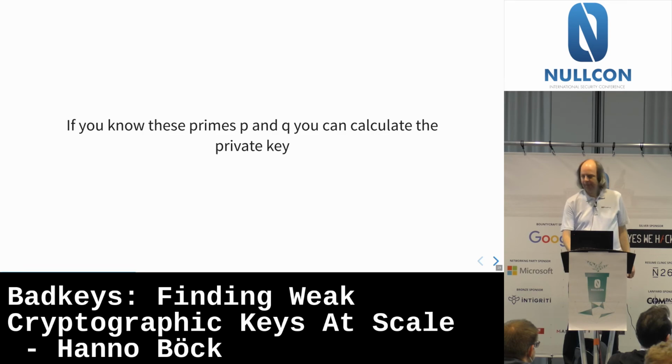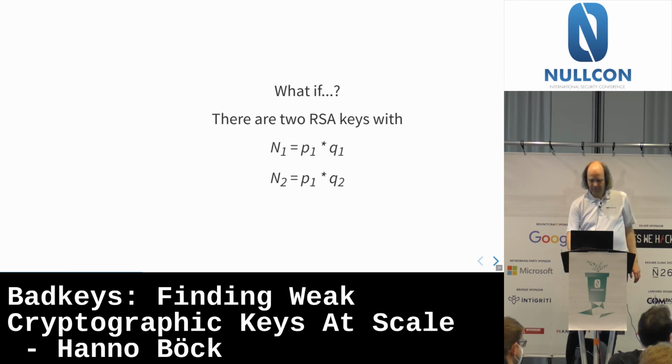And these 2 primes need to be secret. If you know these primes, then you can calculate the private key. That's also why RSA depends on factoring being hard. We have a large number, and splitting that into prime factors is a difficult problem. We have no efficient way of doing that, and that is the basis why RSA is secure.